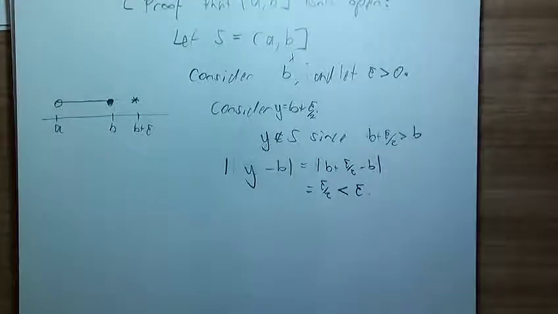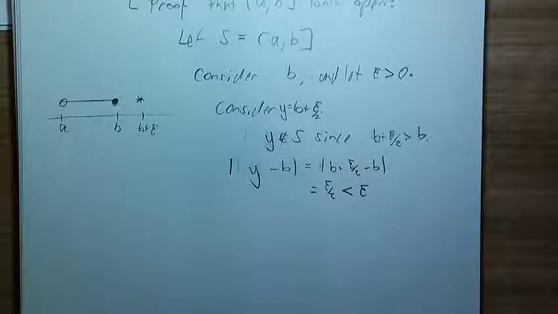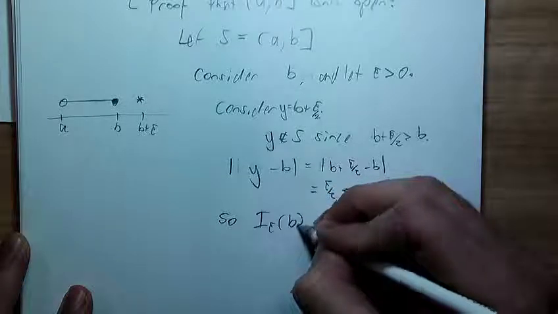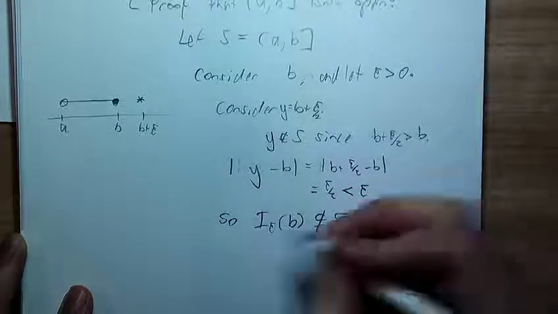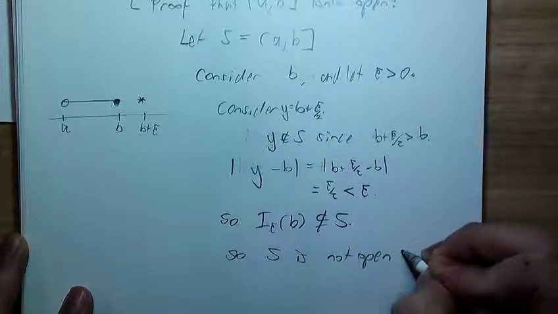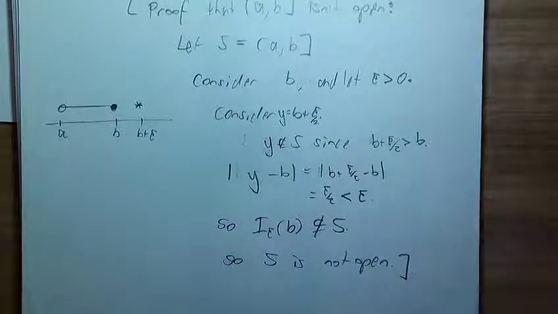I think it would carry more force if we actually strictly said, therefore, the interval of radius epsilon around b isn't fully contained in S. I know that it's not necessary, but it would make this connection to the original definition stronger. So we can say that the interval is not fully contained in S. Okay, cool.